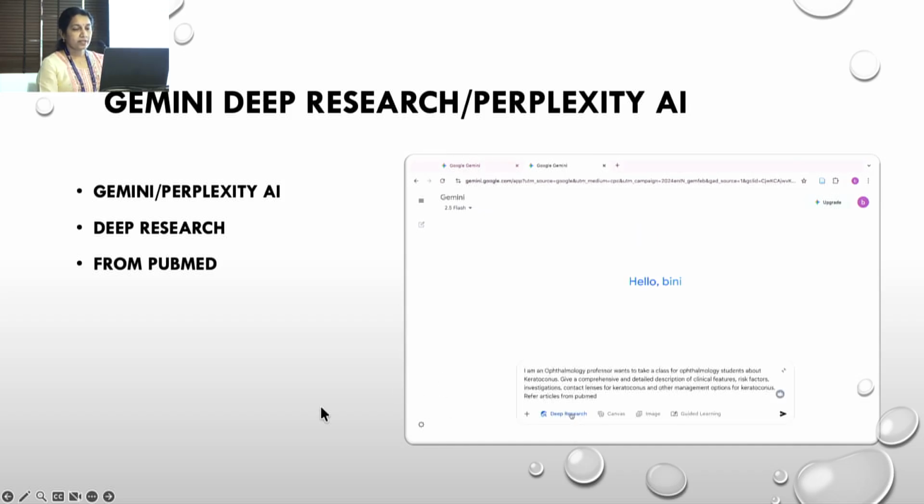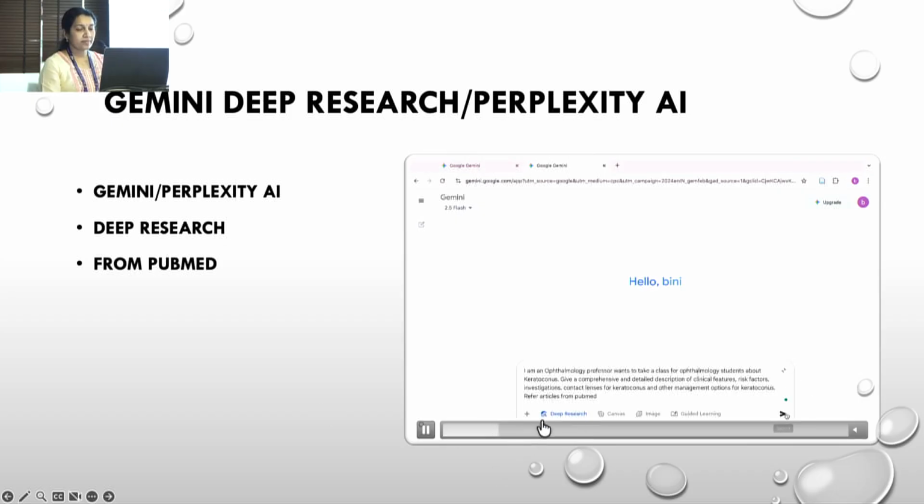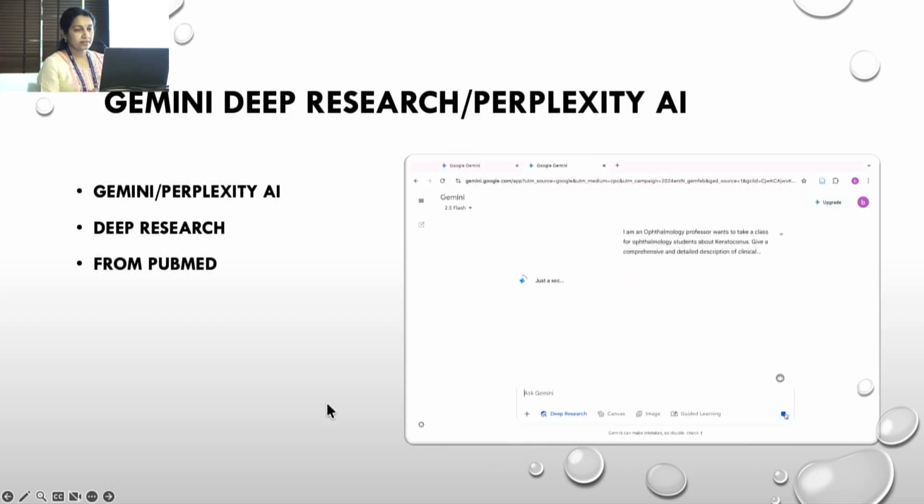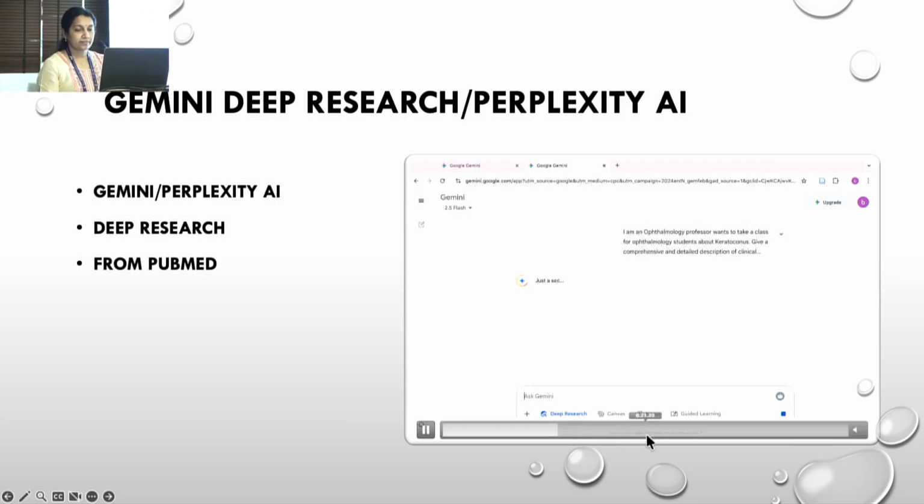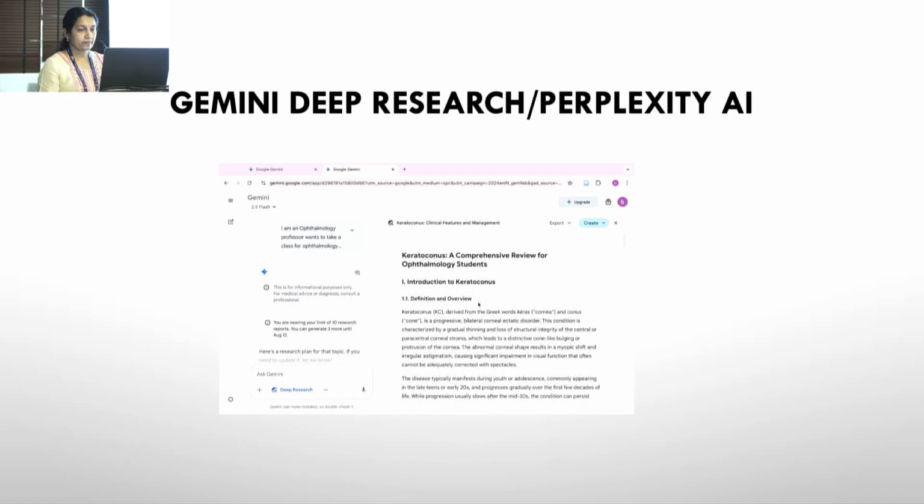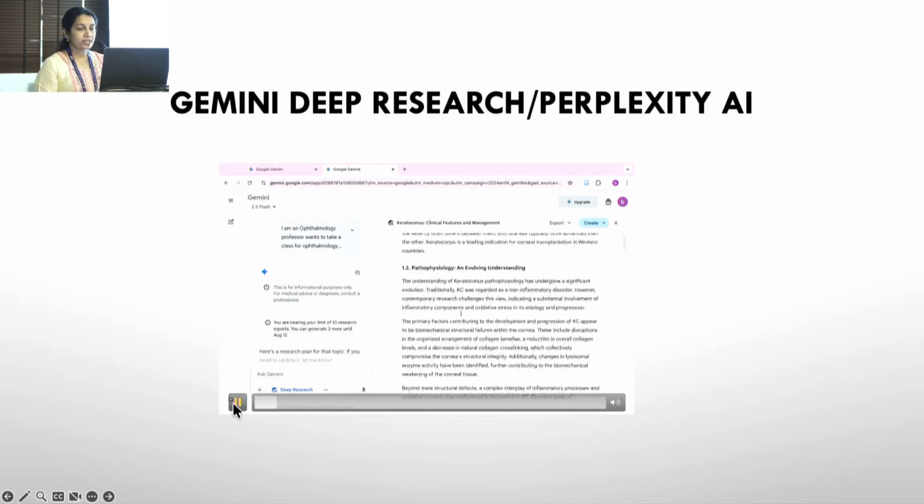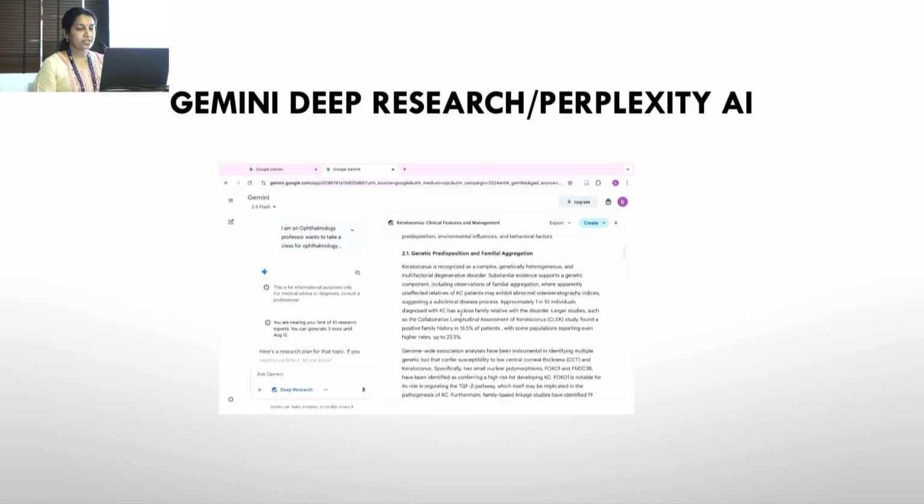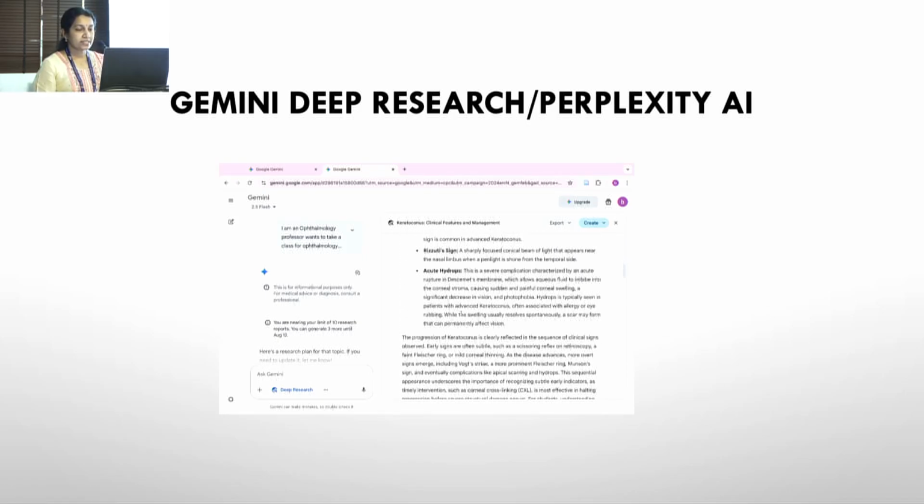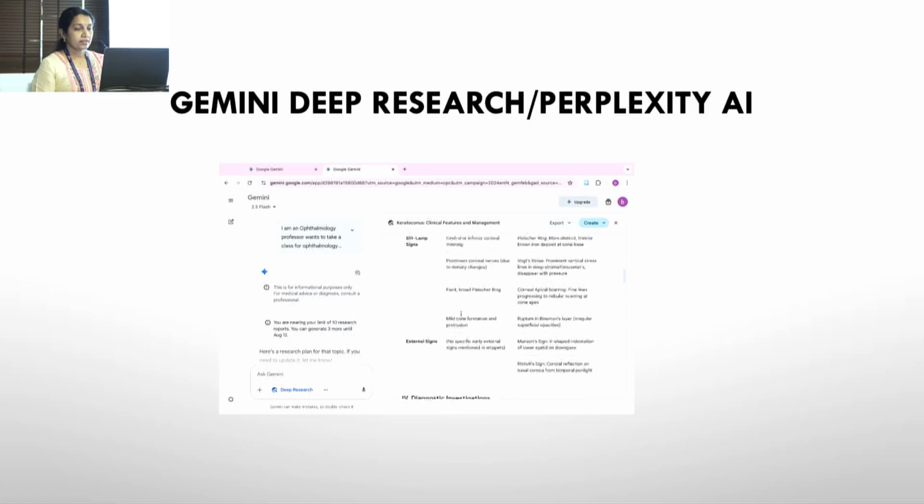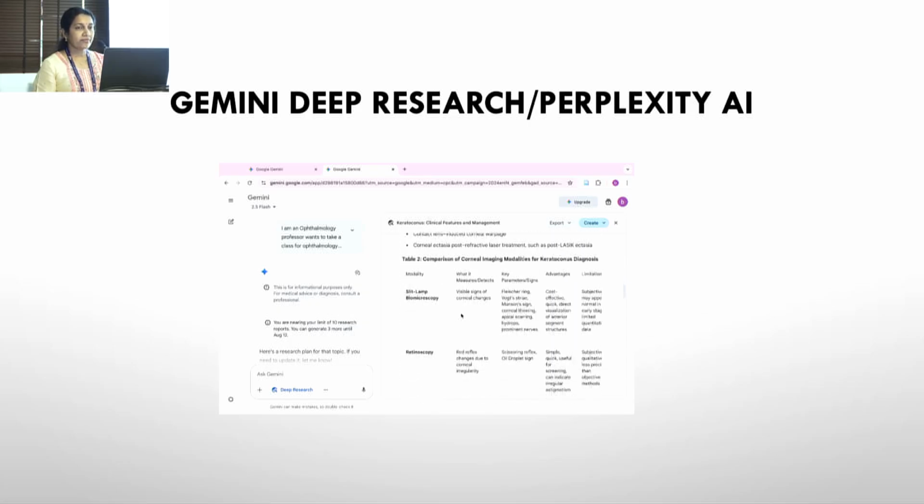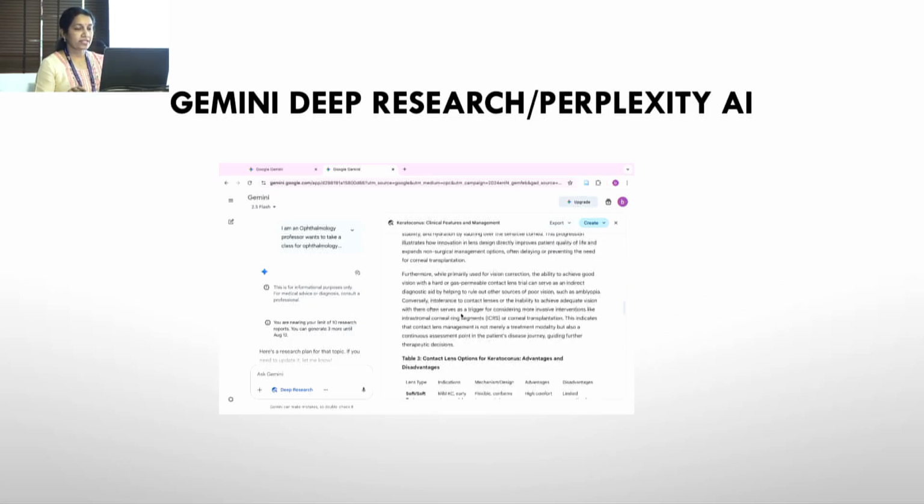So here I am, here I activated the deep research. This is the Gemini. It started searching. This is what I got about keratoconus, all the details, differential diagnosis, signs and symptoms, management, investigations, and even recent advances.